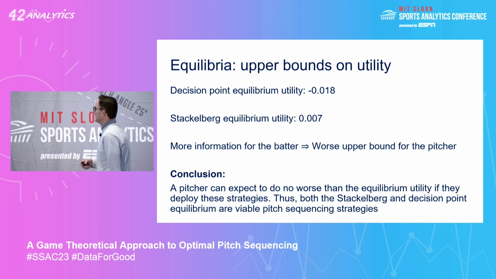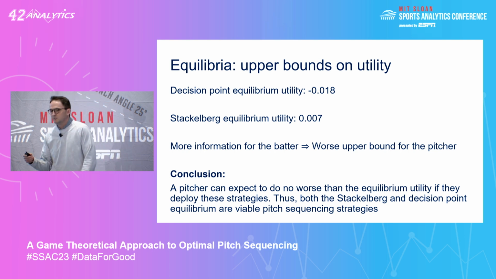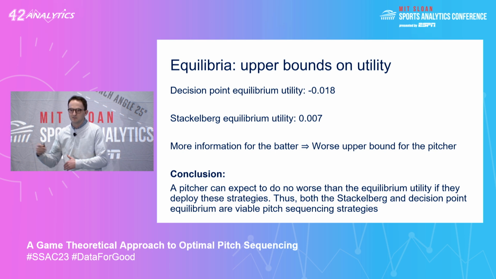So to wrap things up, you can think about these equilibria as upper bounds on the pitcher's utility. And the reason why they're upper bounds is because we're assuming the batter is going to respond optimally. But as we all know, batters don't always respond optimally. Sometimes they make bad swing decisions. But if they do make a bad swing decision, the expected utility isn't going to go up. It's obviously going to get worse. So that's why it's an upper bound for the pitcher.